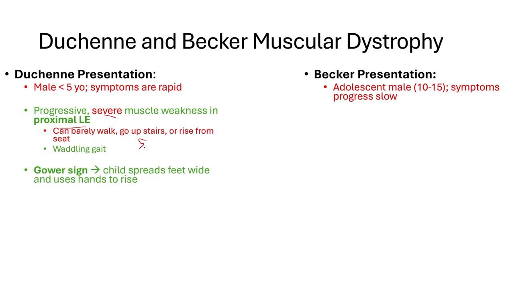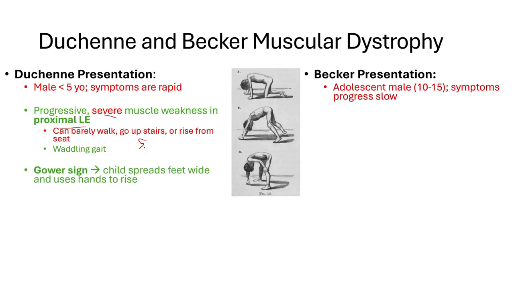You may also see a unique sign known as Gower's sign. This is an image depicting what Gower's sign is. This will lead to an individual spreading their legs open and using their upper extremities, their hands and their arms, in order to rise to a standing position. And this has to do with the weakness in the proximal lower extremities.